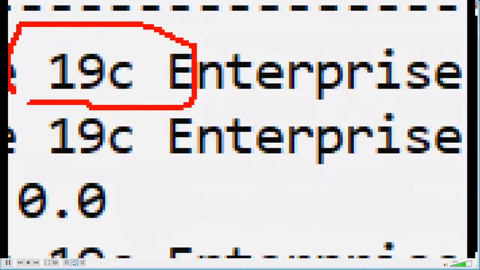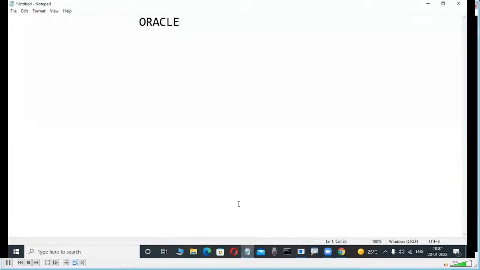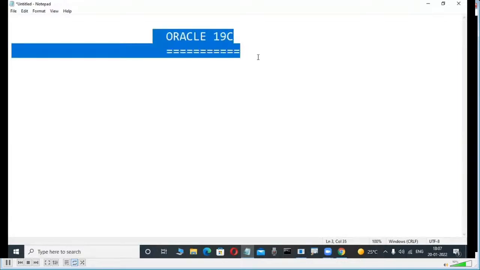C means cloud technology, cloud computing is there. In olden days, grid computing was there. Now cloud. What is cloud and all these things, we understand. Now this is Oracle 19C. 19C means cloud technology. Observe it here. This is the latest version we are learning in our class.